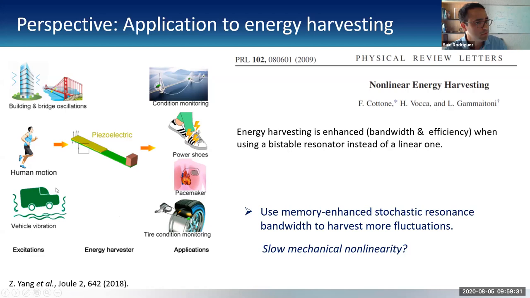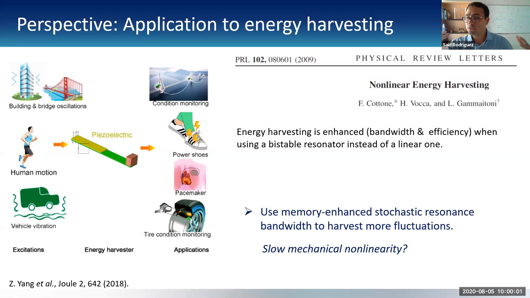You can think of a car vibrating. You could put this device there and get electricity out of it. You could think of having one in you, or putting them in bridges or in buildings. They are very interesting alternatives to batteries in places where you don't want to be changing the battery regularly. But the bottleneck of these systems is that they only harvest fluctuations near the resonance frequency of this device, and that's very limited. But the spectrum of fluctuations is very broad.